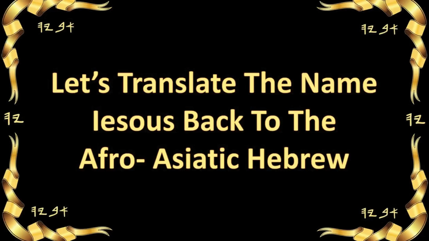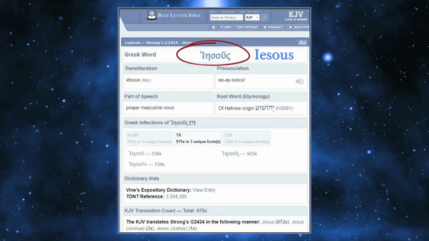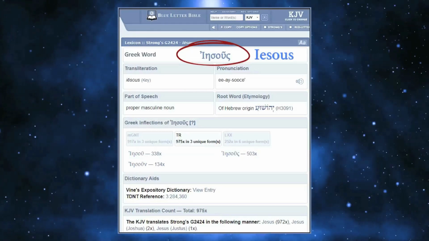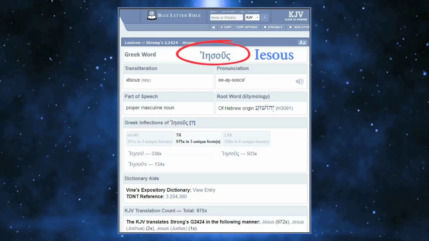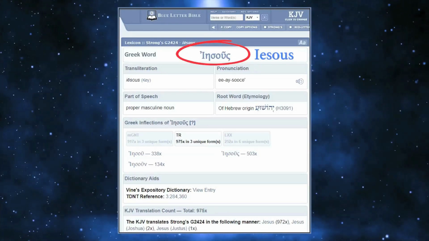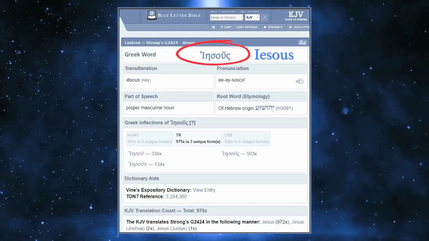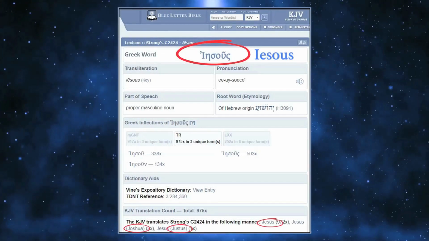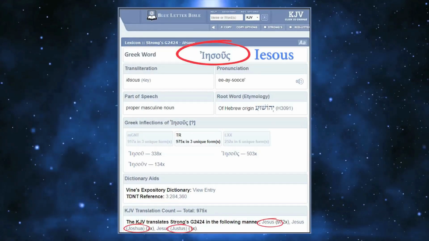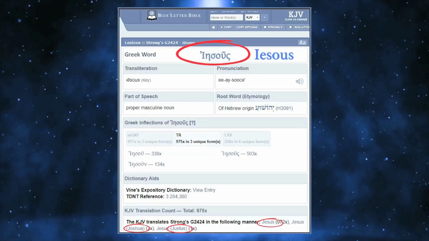Now let's translate the name Iesous back to the Afro-Asiatic Hebrew. Let's look at the Greek word Iesous according to the Greek lexicon G2424. If you look carefully, you can see that the Greek word Iesous also translates to the name Jesus, Joshua, and Justice. All three translations mean salvation in the Greek.